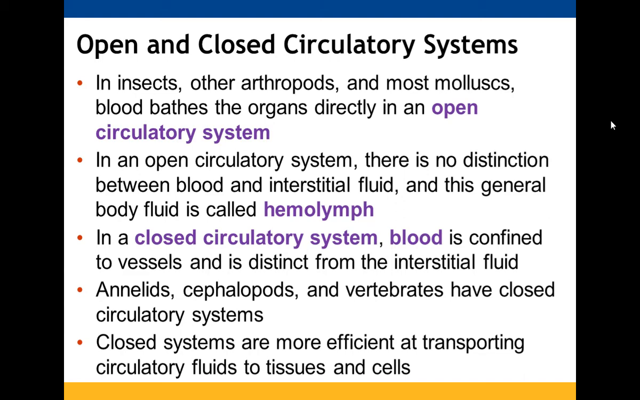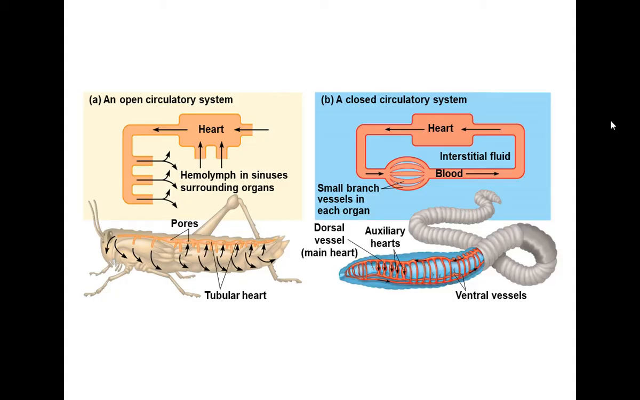In a closed circulatory system, the blood is separate from the interstitial fluid. And so that's going to be more effective at getting the fluids to those tissues and cells because you're not going to have oxygenated and deoxygenated blood mixed all together. Examples of closed circulatory system organisms: your annelids, your cephalopods, and your vertebrates. Okay, so those are just showing you a breakdown of the difference between an open and a closed circulatory system.